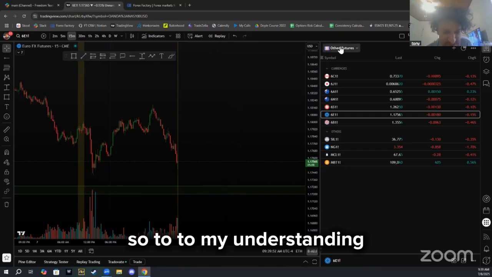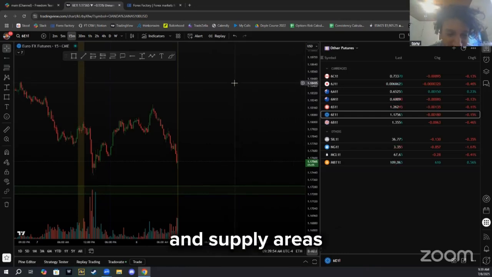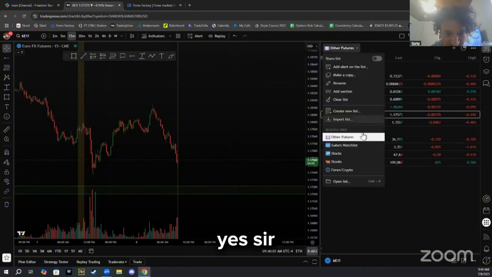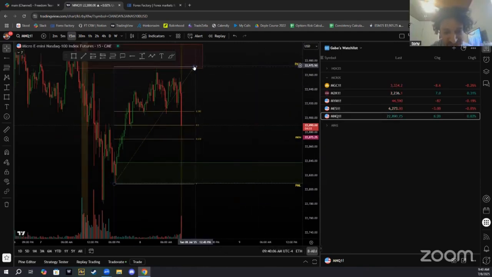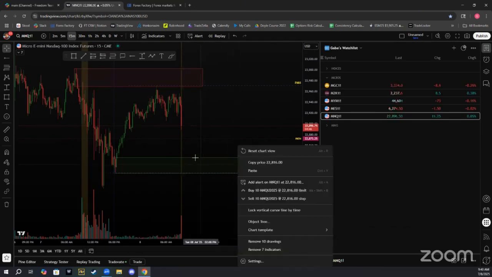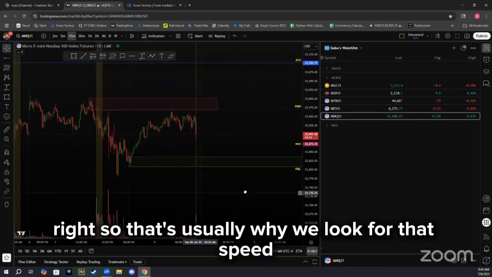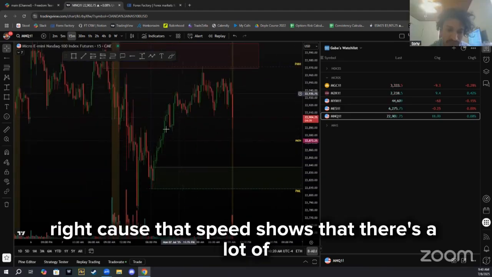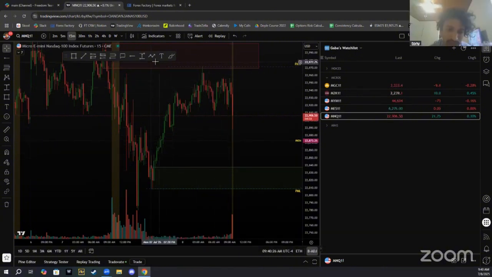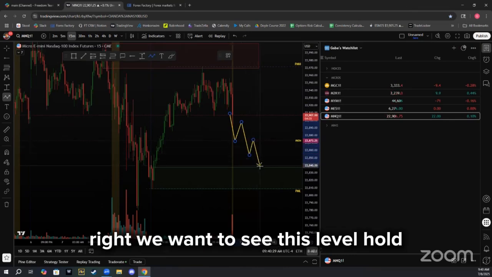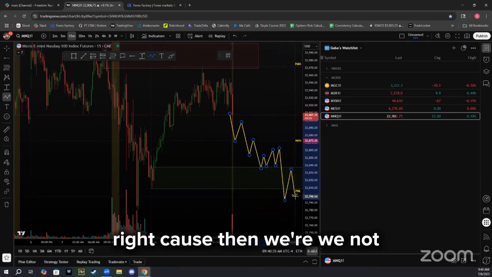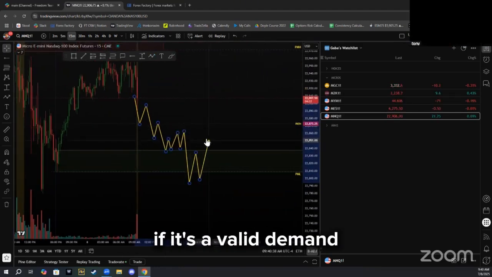So, to my understanding, demand areas and supply areas, demand is for bullish, supply is for bearish? Yes, sir. And demand equals liquidity or no? Not necessarily, because ideally we want to see demand hold and not break through. That's usually why we look for that speed, right? Because that speed shows that there's a lot of interest at this area. So if we come back down, something like this, we want to see this level hold. We don't want to see it break through.